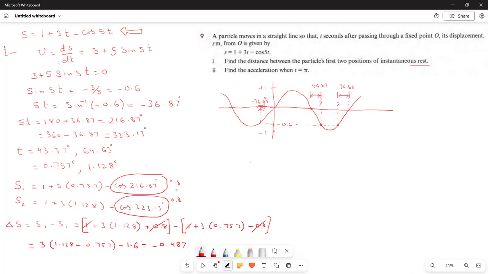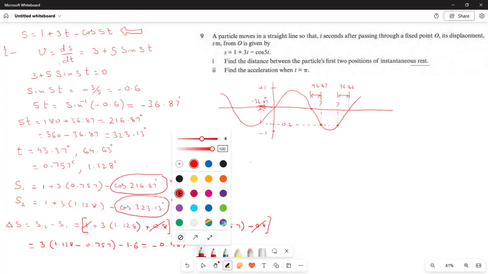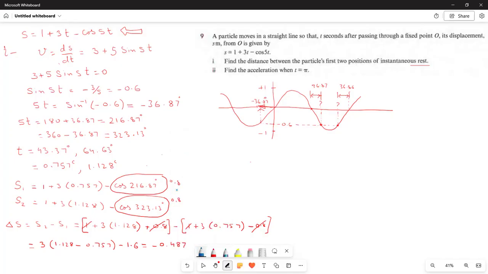Okay, I hope this is clear. It was a bit confusing question, but I hope you can understand everything. Let me do the second part now. The second part is simple. Find the acceleration when time is equal to pi.